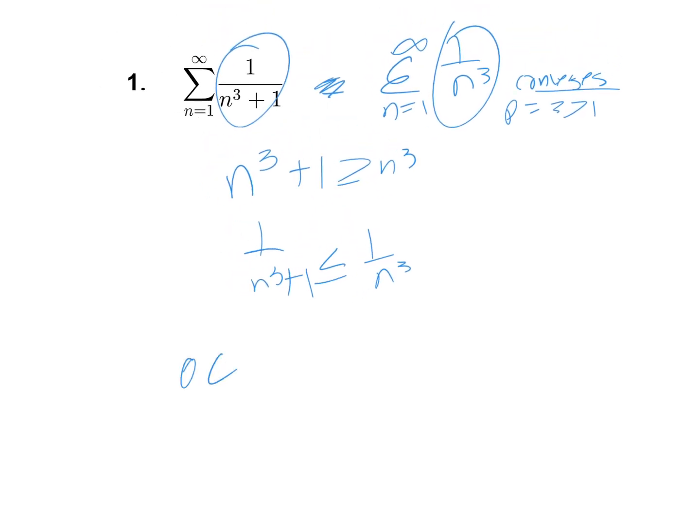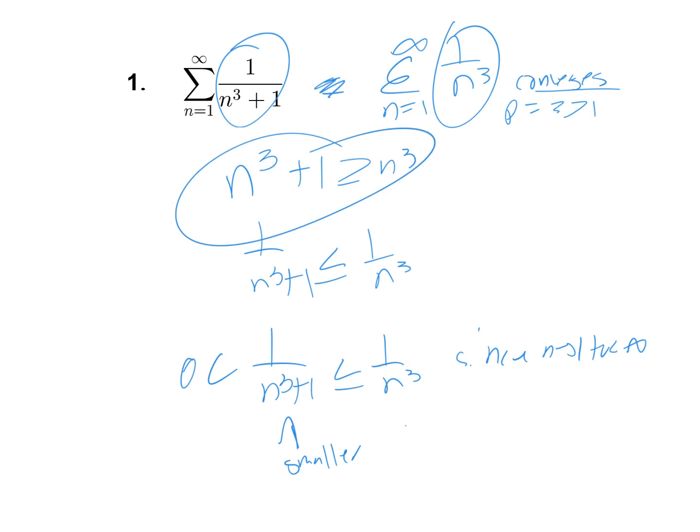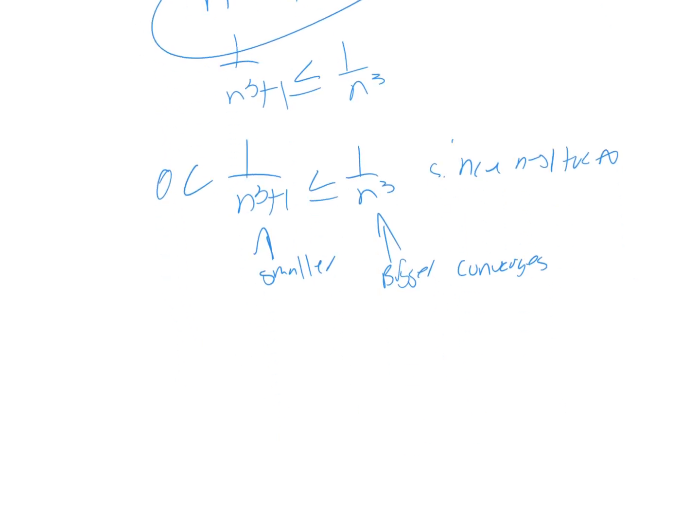We can write 1 over n to the third plus 1 is less than or equal to 1 over n to the third, since n goes from 1 to infinity. And we know that this one is the smaller one, as we just showed up here, and this one is the bigger one and converges. And so since the bigger one converges, then the smaller one converges, as we said on the last slide.